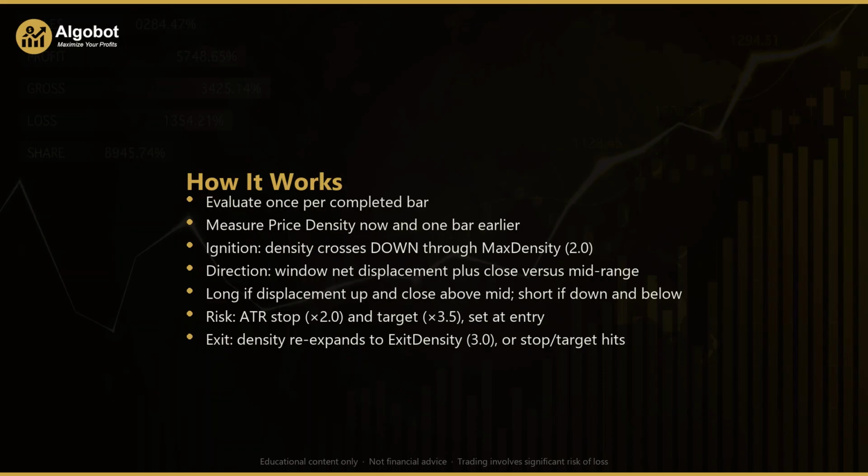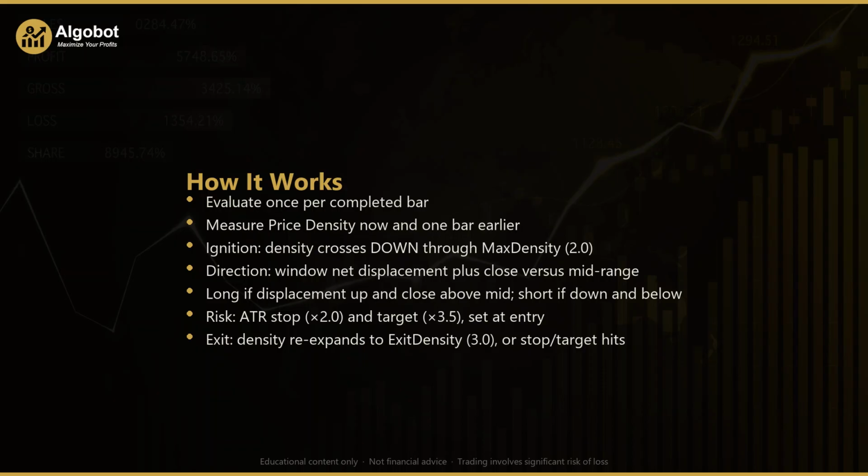The core entry condition is what the strategy calls ignition. The previous bar's density must be above the MaxDensity threshold, which defaults to 2.0, and the current bar's density must have dropped to or below that same threshold. In other words, the market was dense and choppy, and it has just become sparse and directional. That downward cross through the threshold is the moment of interest.